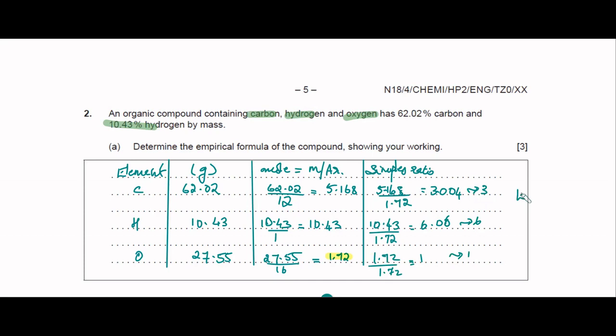Now I have the empirical formula as C3H6O1. This gives me the simplest ratio between the elements, between carbon, hydrogen, and oxygen in the sample we have studied. The empirical formula might turn out to be the molecular formula itself, but at this particular stage, we cannot confirm whether the molecular formula and the empirical formula are the same or not.